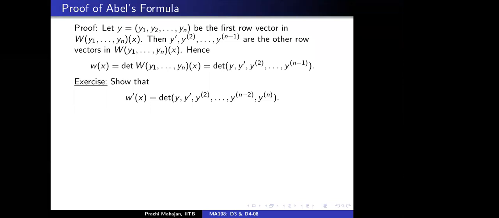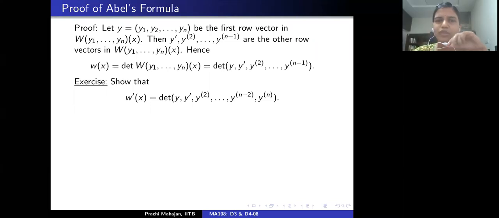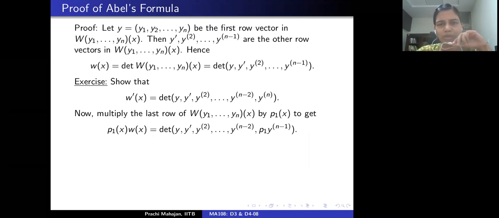Yes, so this is just using the properties of the determinant. If you're confused with the notation, just pick up a pen and paper and write it down, this will fall through. All that is required here is nothing else. So the derivative of the determinant is the sum of n determinants, and each of them is obtained by differentiating one row at a time, as you said. Okay, great.